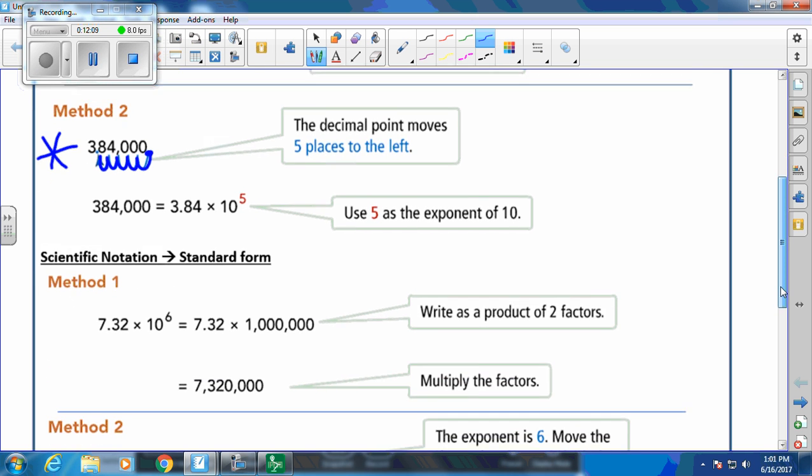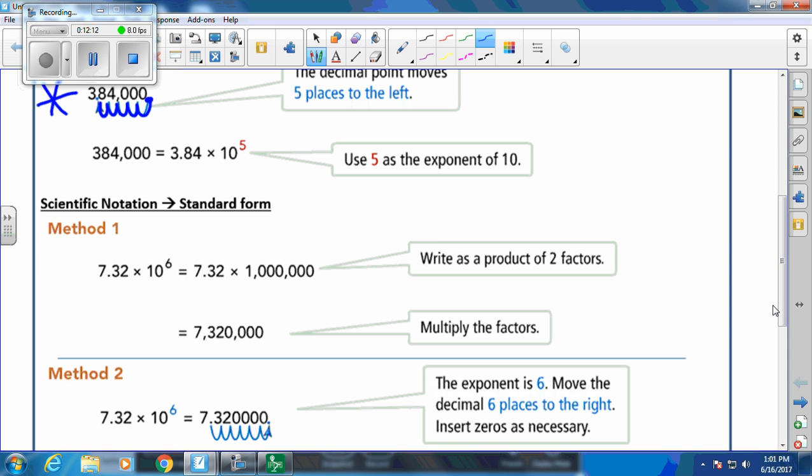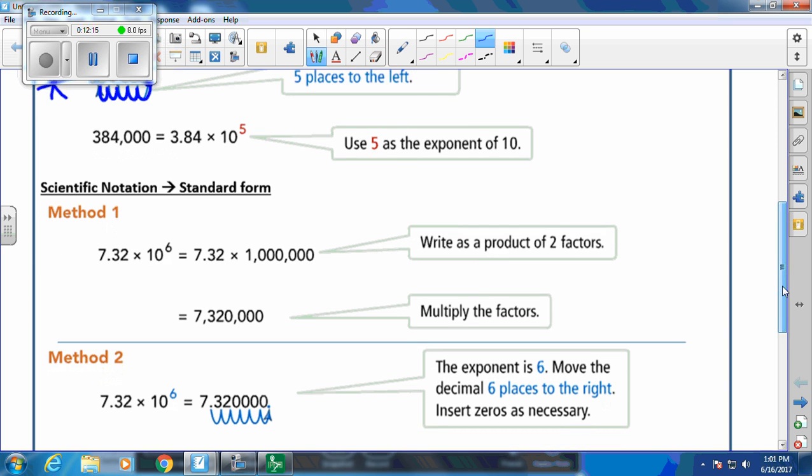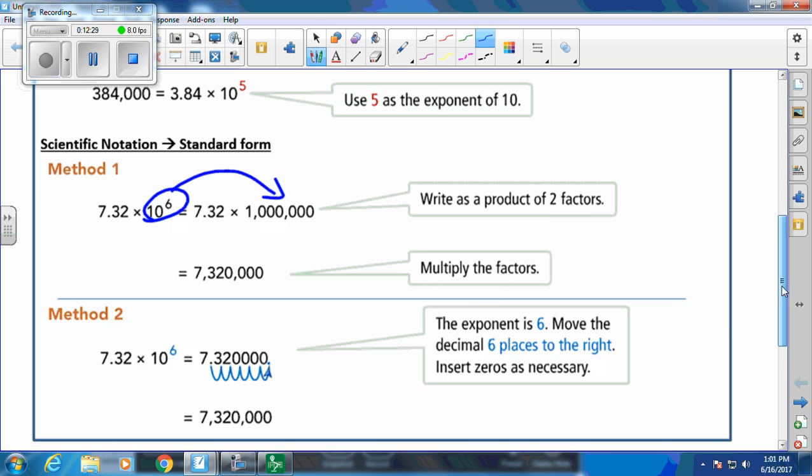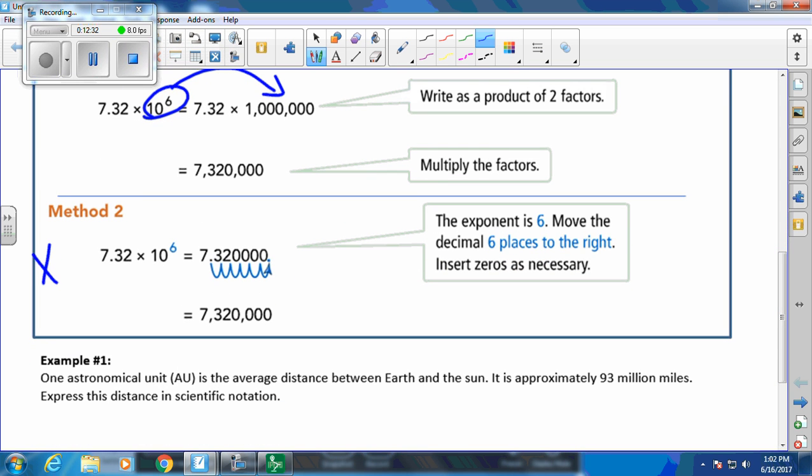Then if we want to go from scientific notation to standard form, there are 2 ways to do this as well. You could go 7.32 times 10 to the 6 and rewrite 10 to the 6 as actually a 1 with 6 zeros after it, and then multiply those out and get 7,320,000. Or, again, the method that I'm going to be focusing on here is method 2, where you take your decimal point and you move it 1, 2, 3, 4, 5, 6 places to the right, because when you multiply by a number, it makes sense that the number would get bigger most of the time. And then you insert zeros into the loops to get 7,320,000.